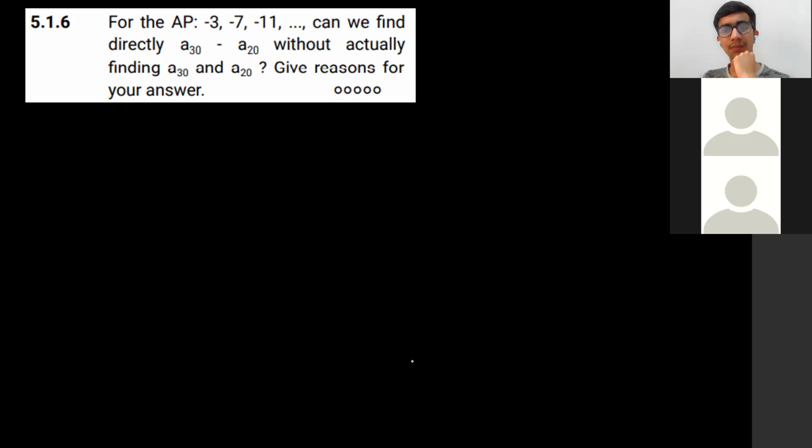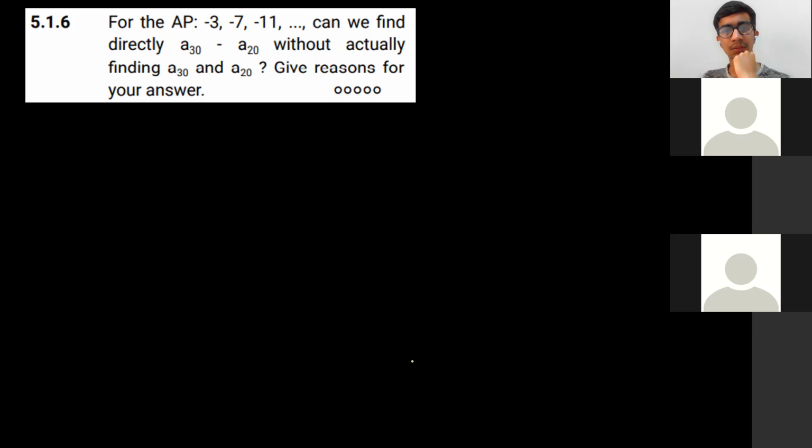Aditya, can you give the reason why yes? We can write A30 as A plus 29D and A20 as A plus 19D. So we can just subtract it and then from that we can find it out. Perfect. And even you can look at these terms. See, 30 and 20. There is a difference of 10 terms, right? So 10 times D will be your final answer.